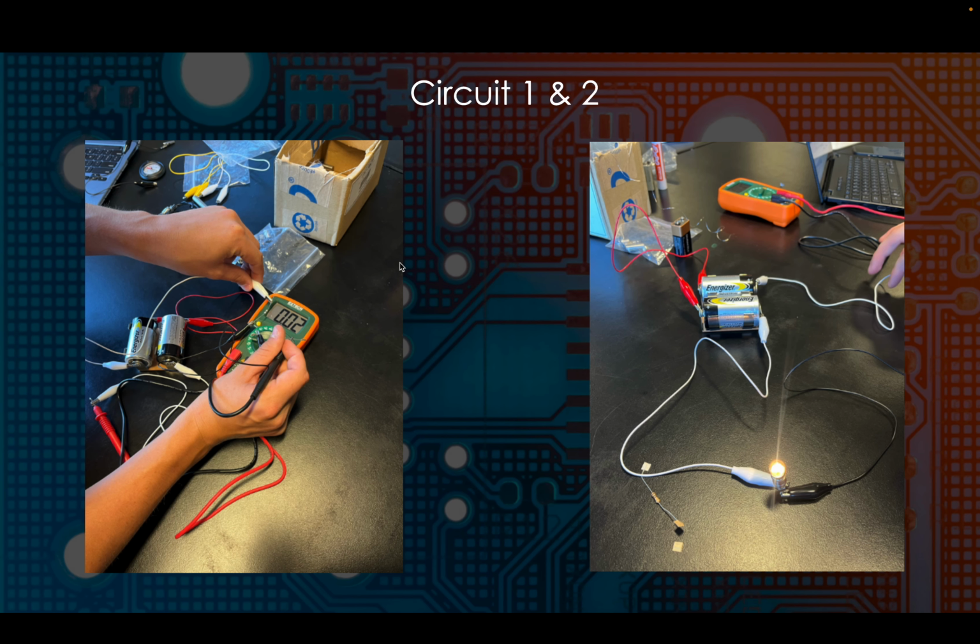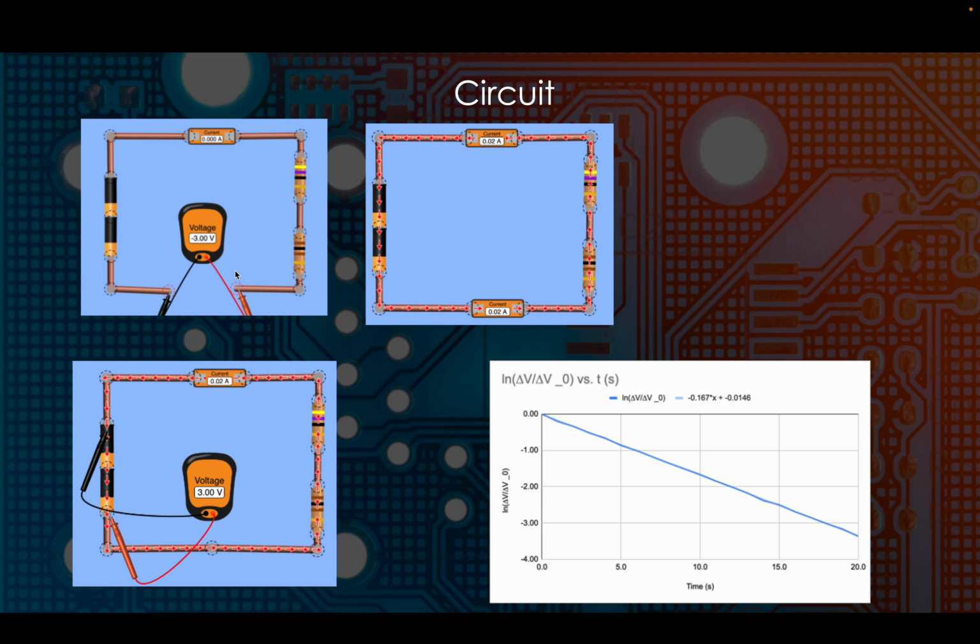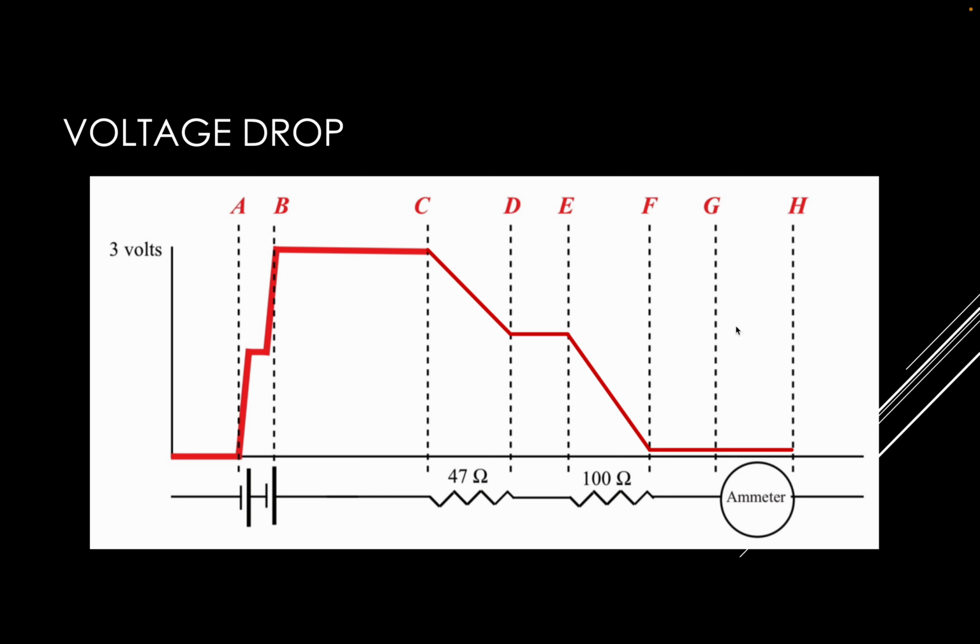So circuit 1 and 2, as we did in lab. Here are some of the pictures of us doing it in lab. We also modeled these circuits online and plotted the log of the change in potential over the initial potential versus time. This is the graph that we got.